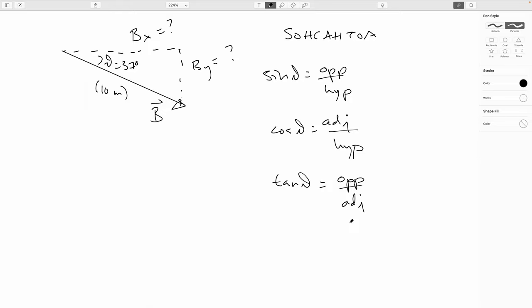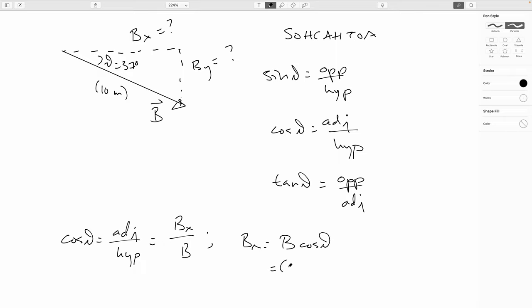And you'll have to put in your plus and minus signs by hand. But let's go ahead and first think about trying to find B_x. So I know the hypotenuse. I want the adjacent. So that's going to be cosine here. So we can say cosine theta is the adjacent over the hypotenuse. So that's B_x over B. So B_x is equal to B cosine theta. So that's 10 meters times the cosine of 37 degrees, which is plus 8 meters. And the reason it's plus 8 is because the vector B is pointing in a right-ish direction.